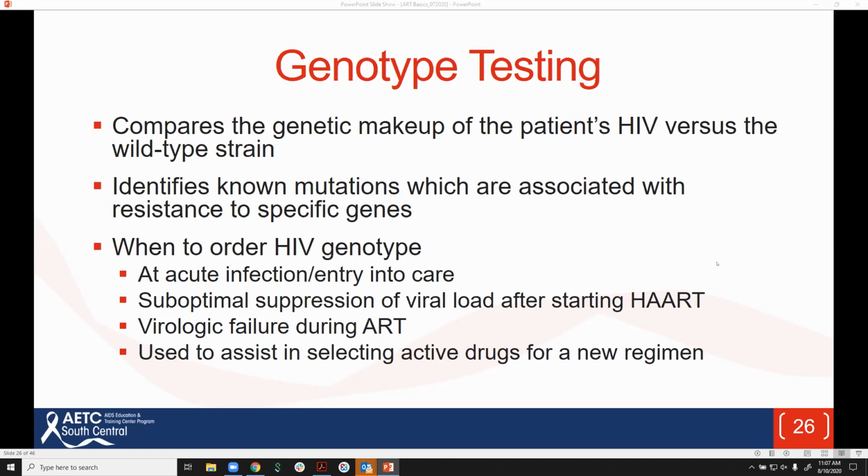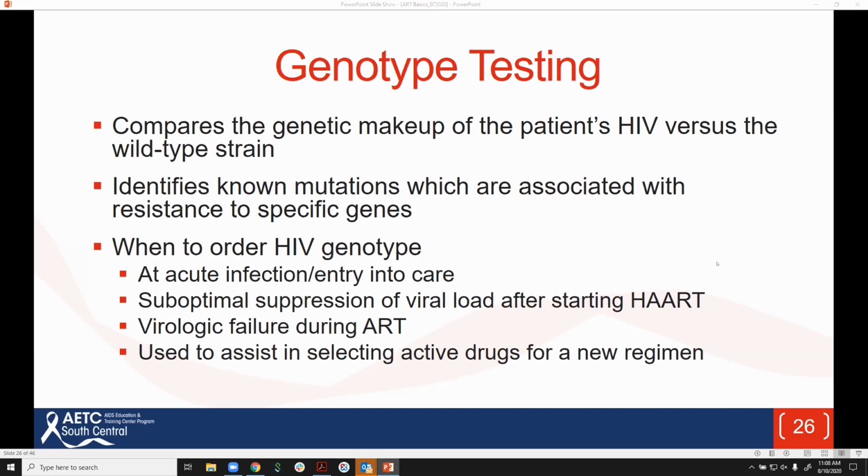However, because the INSTIs, right, the integrase inhibitors are now more commonly used, we may want to do a genotype test for the integrase inhibitors as well. And so it's important to know what particular lab you're using and what they order for the genotype. And so sometimes you have to order a regular genotype and then a specific integrase genotype.